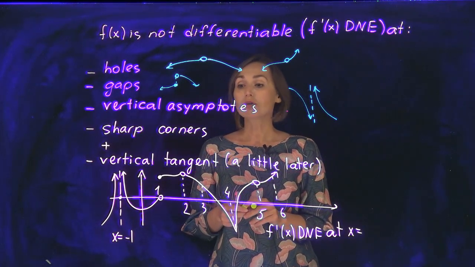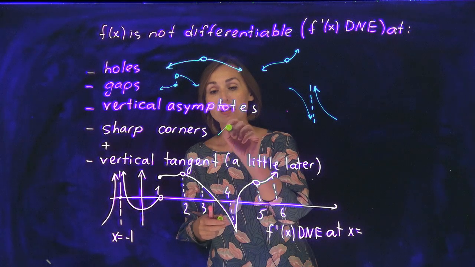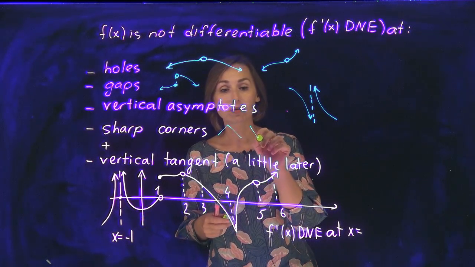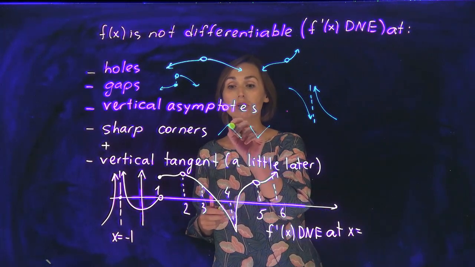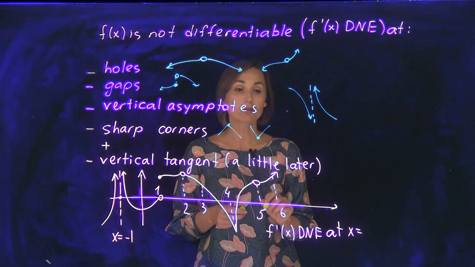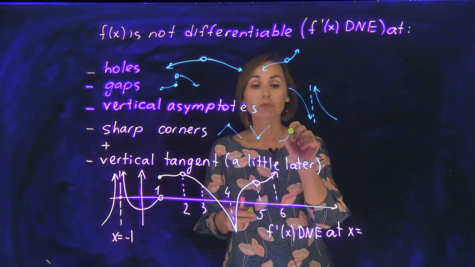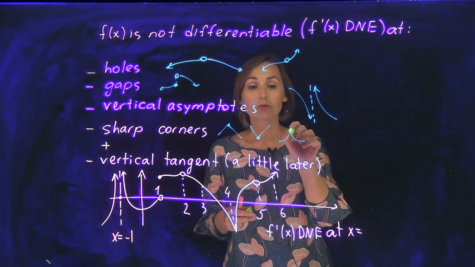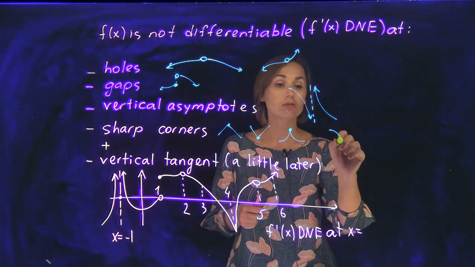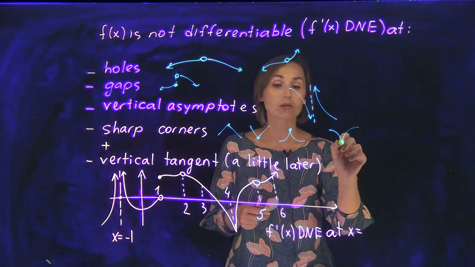Sharp corners, how do sharp corners look? It's like the absolute value function, regular or upside down. Here the derivative does not exist, here the derivative does not exist. Also it could be curvy, so right here the derivative does not exist and right here the derivative does not exist.